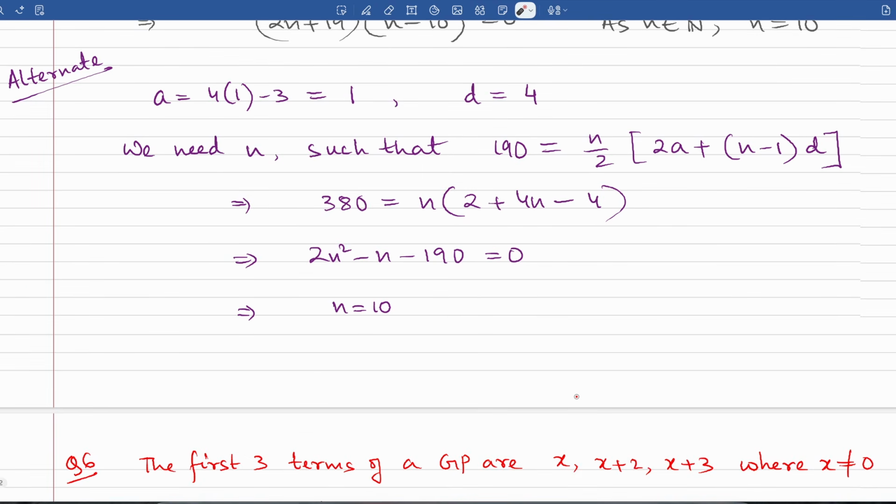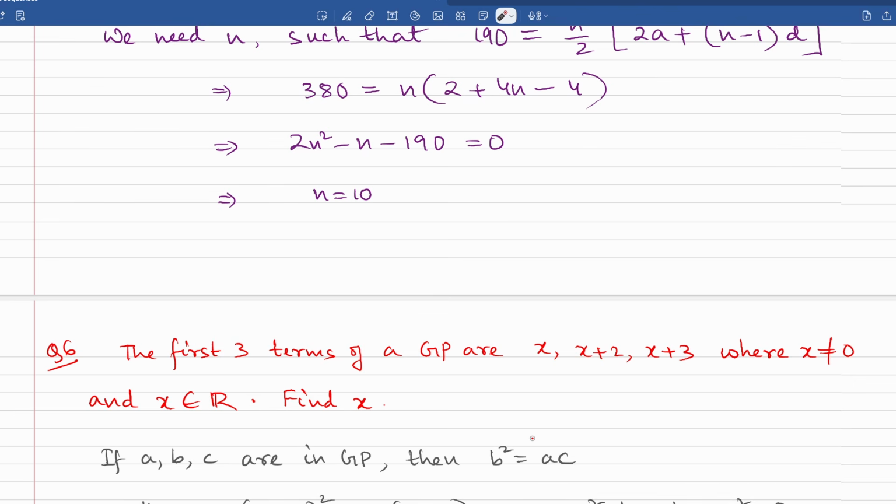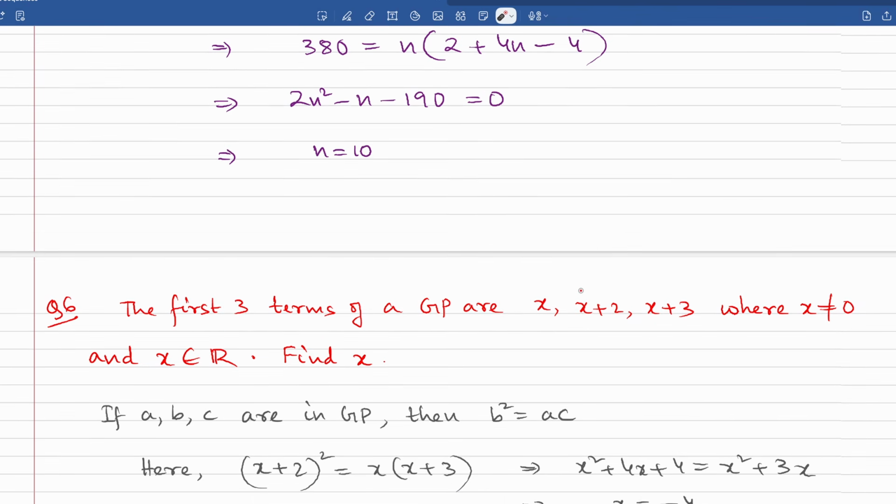Try this question. The first three terms of a GP are x, x plus 2 and x plus 3, where x not equal to 0. Find x belonging to R. If a, b, c are in GP, then b square must be equal to ac because a by b should be equal to b by c. That means b square is equal to ac. Use this, solve the quadratic, you will get your answer.